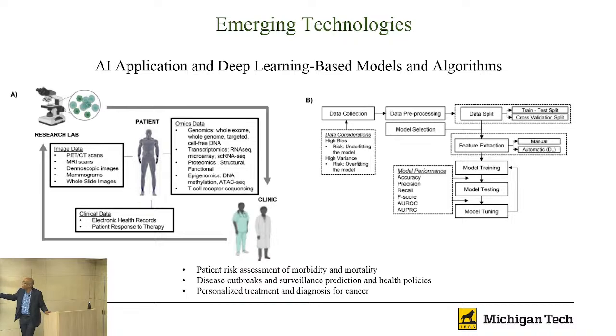There are a lot of emerging technologies coming out, AI applications, deep learning based. Basically, research labs generate this clinical data, imaging data, it's all being generated, and then omics data. So they all collect all this information. AI does not come as such.